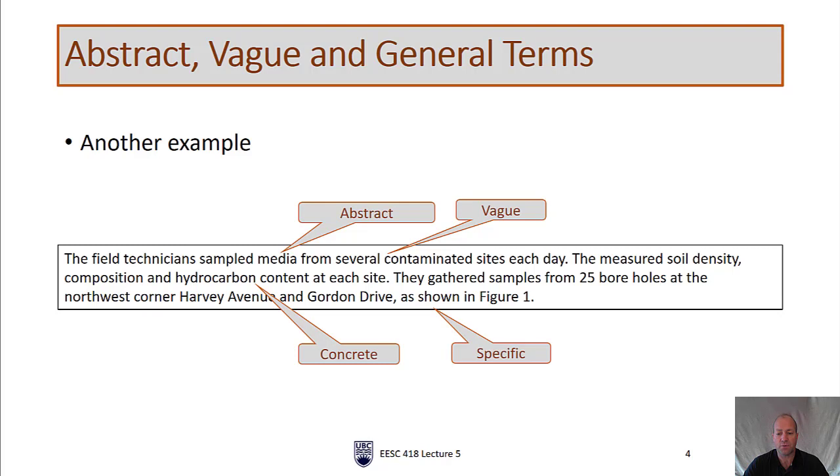We have no idea which sites those are or what they're contaminated with. In the following sentence, we move into specifics. So we give some concrete examples of what was sampled, which can also tell us what the site might be contaminated with. And finally, we move into specifics. In this case, we're actually leaving the specifics to Figure 1, although we do get a little bit more specific in the text. So 25 boreholes at the northwest corner of Harvey and Gordon.